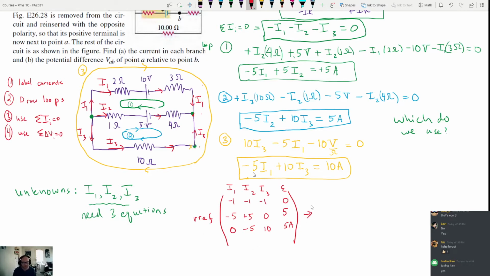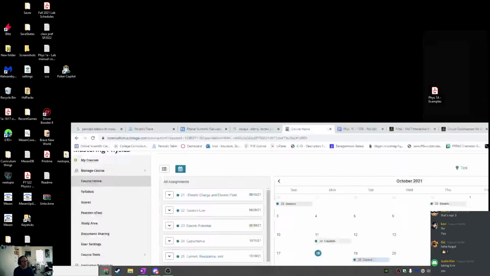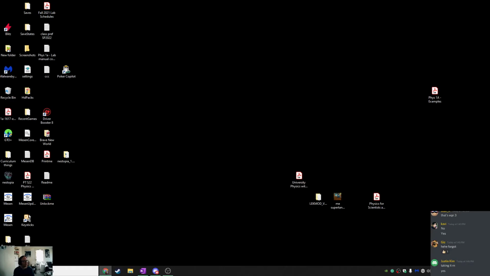And then we have to throw this into a reduced row echelon calculator. So I'll do that real quick. You all can do it on your TIs if you have one. I really should just get a TI-83, honestly. I really should.